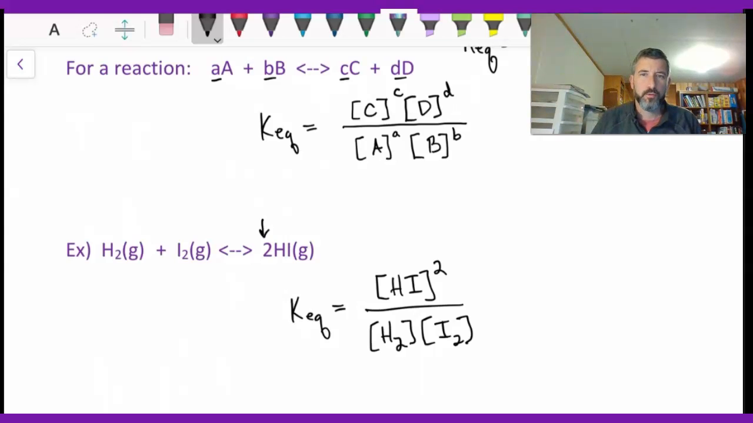Notice too, we're only able to express concentrations, which means if we can only express concentrations, what are the only physical states that we're going to include in an equilibrium constant expression? Right, so you should have said aqueous or gases, right? Because you can't really have a concentration of a solid or a liquid. Those are pure, okay?